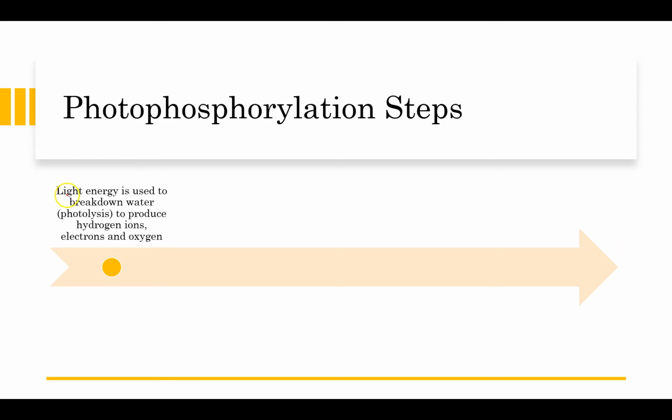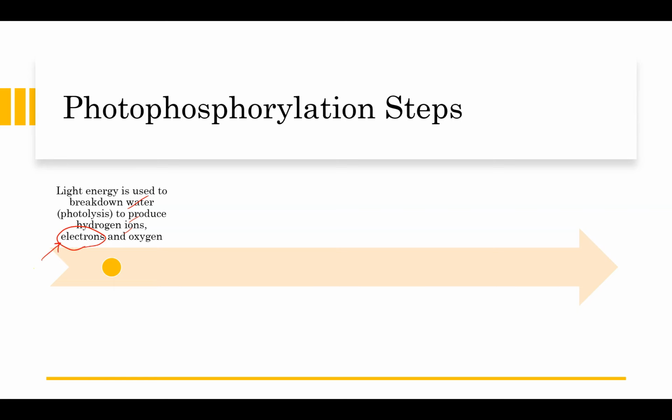Photophosphorylation happens in green plants, which are photosynthetic cells. Here we use light energy. Light energy is used to break down water, which is called photolysis, to produce hydrogen ions, electrons and oxygen. As we saw in oxidative phosphorylation, water was produced at the end by using electrons and oxygen. Here is a contrasting step: at the start itself of photophosphorylation, the water is broken down to release the electron, and in fact this is the source of electrons.